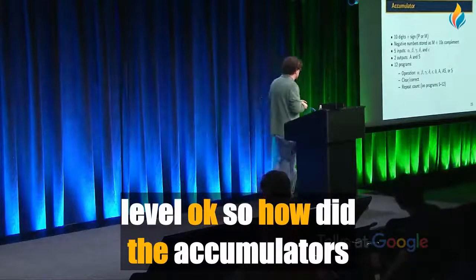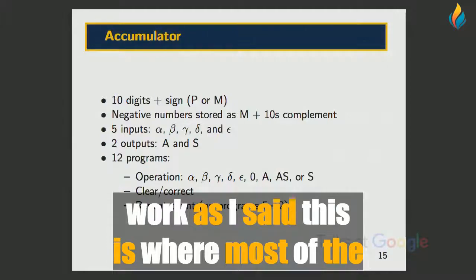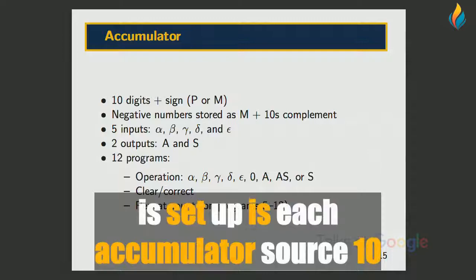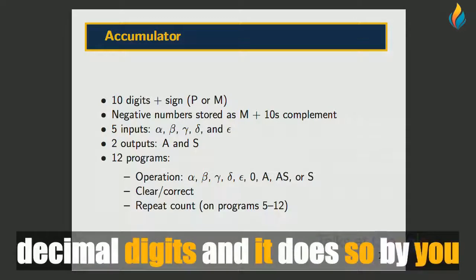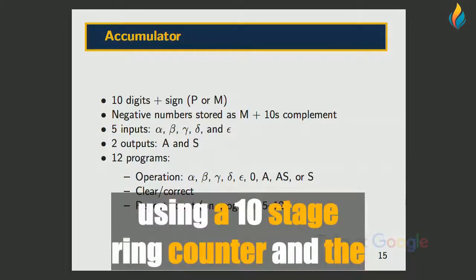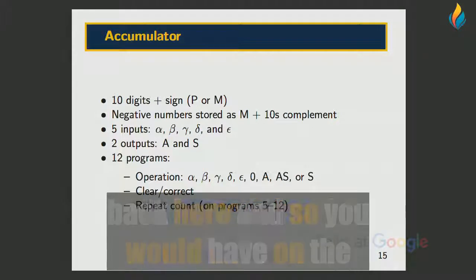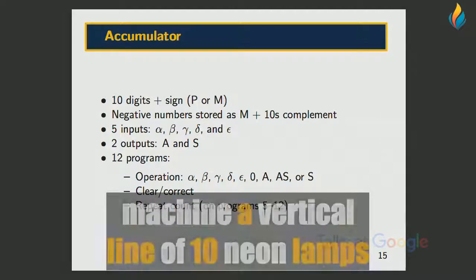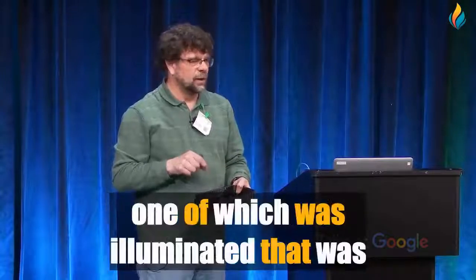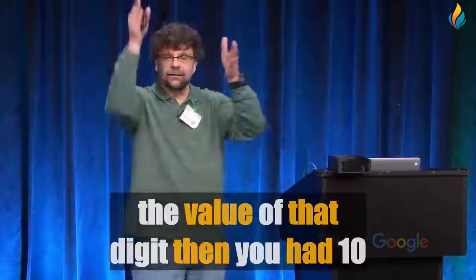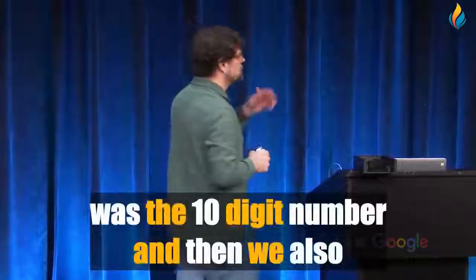Okay, so how do the accumulators work? As I said, this is where most of the computation takes place. And the way it is set up is each accumulator stores 10 decimal digits. And it does so by using a 10-stage ring counter. And the ring counters were implemented in these plug-in modules that would plug into the back here. And so you would have on the machine a vertical line of 10 neon lamps, one of which was illuminated. That was the value of that digit. Then you had 10 of those columns next to each other. It was the 10-digit number.